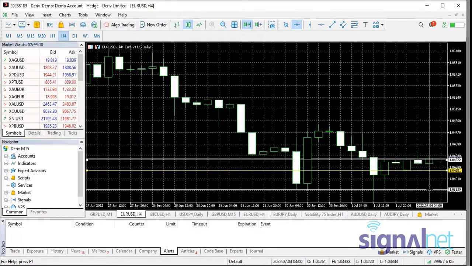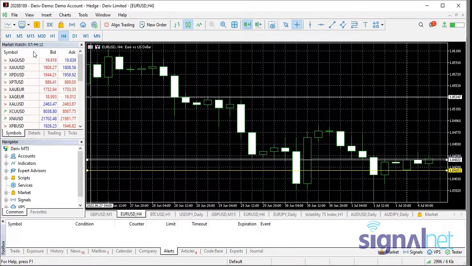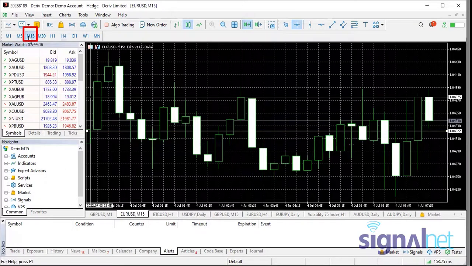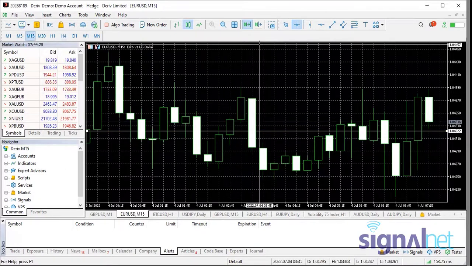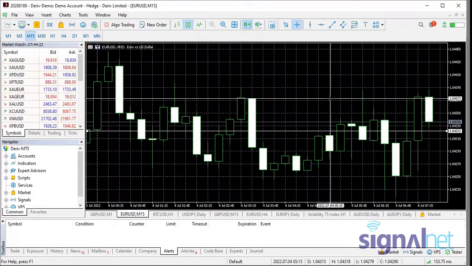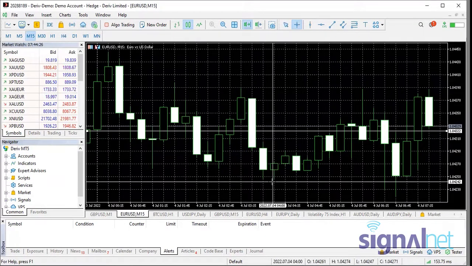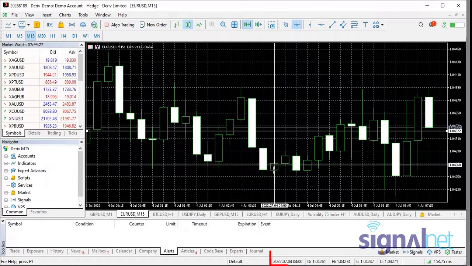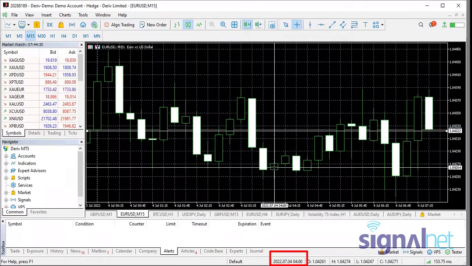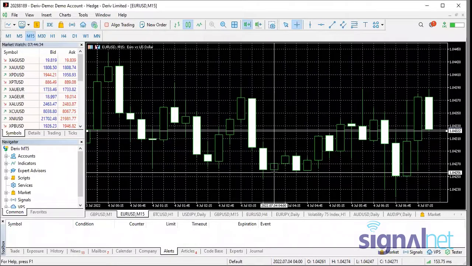Okay, so let me first go down to 15 minutes so that we'll see what happened. So I'm going to look for where 4:00 is. So this candlestick here was where 4:00 started from. Right now I'm on 15 minutes. I'm trying to trace where it broke that level.